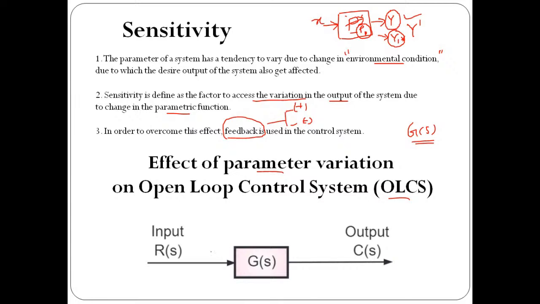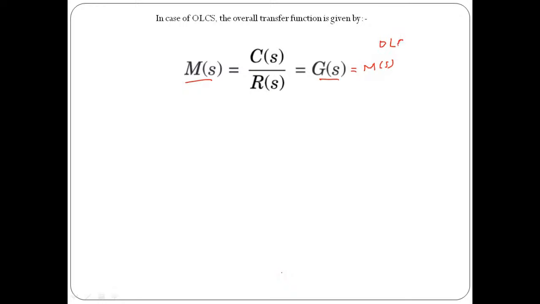To that, this is R(s), your main reference input signal, and this indicates your control output signal, and G(s) indicates the gain, which is nothing but the forward path gain. Now, in an open loop control system, the overall transfer function is given by, suppose the overall transfer function is indicated by the symbol M(s). So it is going to be C(s) by R(s), and this is going to be G(s). So this G(s) is going to be equal to M(s). So this is for an open loop control system.